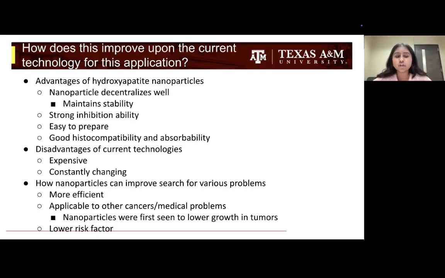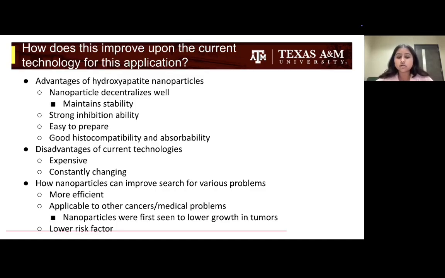So the advantages of hydroxyapatite nanoparticles are that they disperse well, which basically means they maintain stability and prevent aggregation, which is just a lot of cell growth. And they also have a strong inhibition ability. Whenever they were using the hydroxyapatite nanoparticles for tumors, they saw that it helps prevent excess cell growth, which pretty much is cancer. Hydroxyapatite nanoparticles are also easy to prepare compared to other particles, and they have good histocompatibility and absorbability. Some disadvantages of current technologies, though, are that it can be pretty expensive and that it's constantly changing, so there's always a learning curve and you constantly have to adapt.